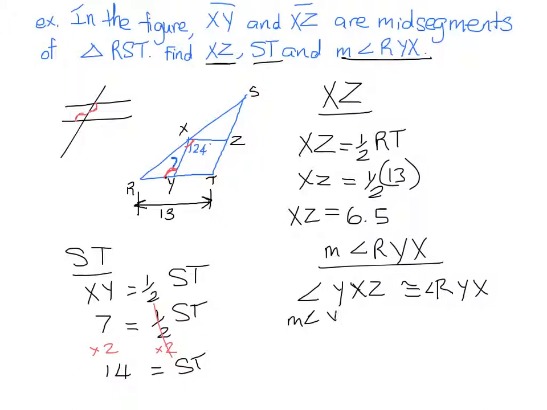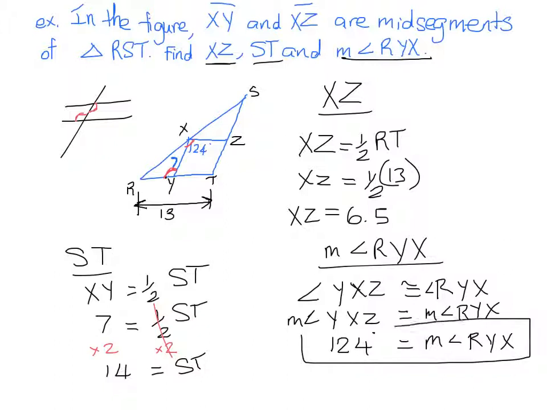I'm writing all the official stuff here. The measures are equal to each other, which means that since we know the measure of the first one is 24, then that's also the measure of angle RYX. They're actually equal to each other. So we found everything we need to know, and the midsegment theorem helped us do it all.